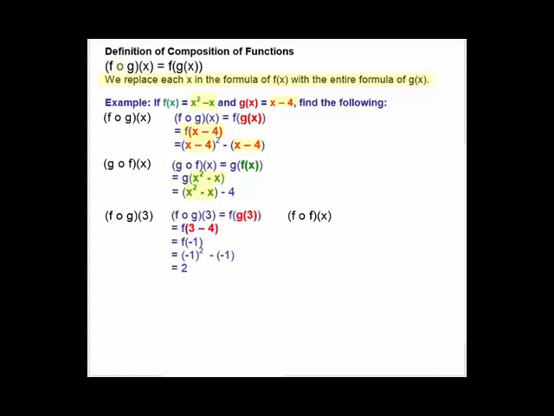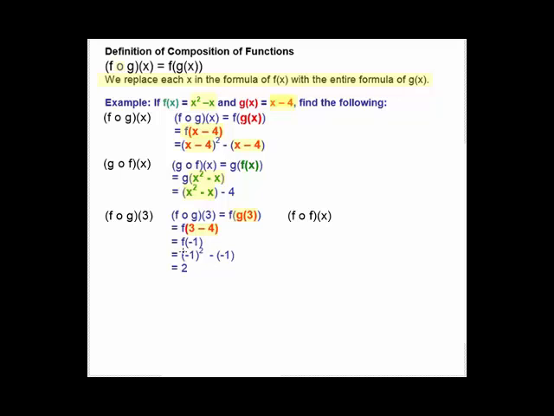When we're taking f in composition with g of 3, what we're really doing is taking f of g of 3. Instead of an x, it's a 3. So what you do here is you plug 3 into the g of x formula. G of 3 is 3 minus 4, which is what I have right here. So 3 minus 4 is negative 1, and that's what we plug into f of x.